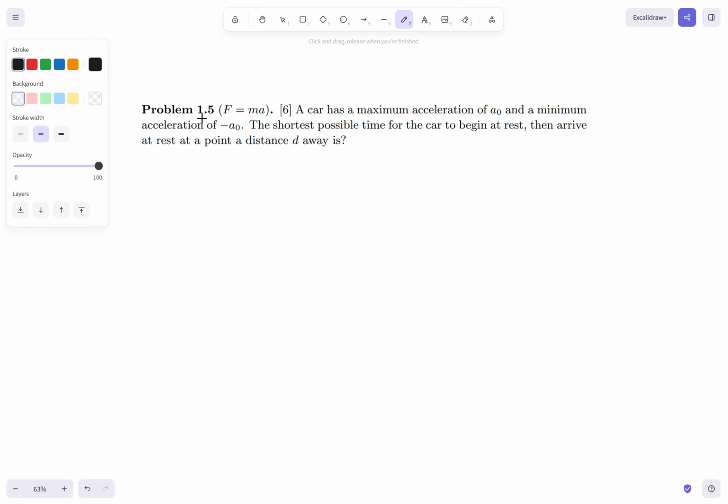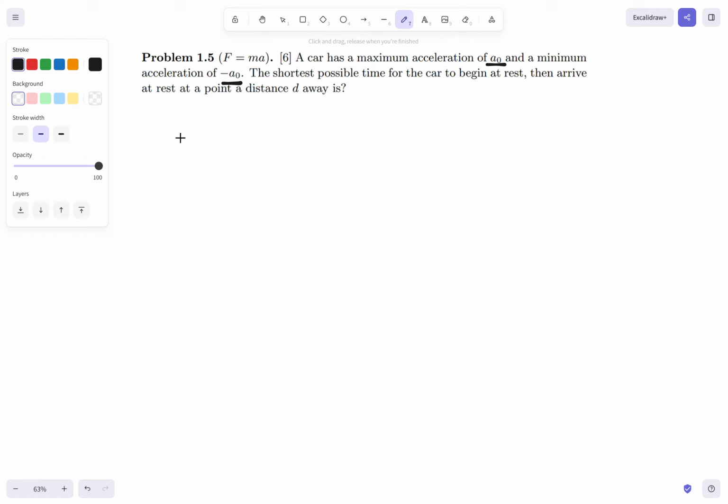Problem 5, 1.5 from Everrace. All right, let's do this. A car has a maximum acceleration of a naught and a minimum acceleration of negative a naught. What is the shortest possible time for the car to begin at rest, then arrive at rest at a point distance d away?